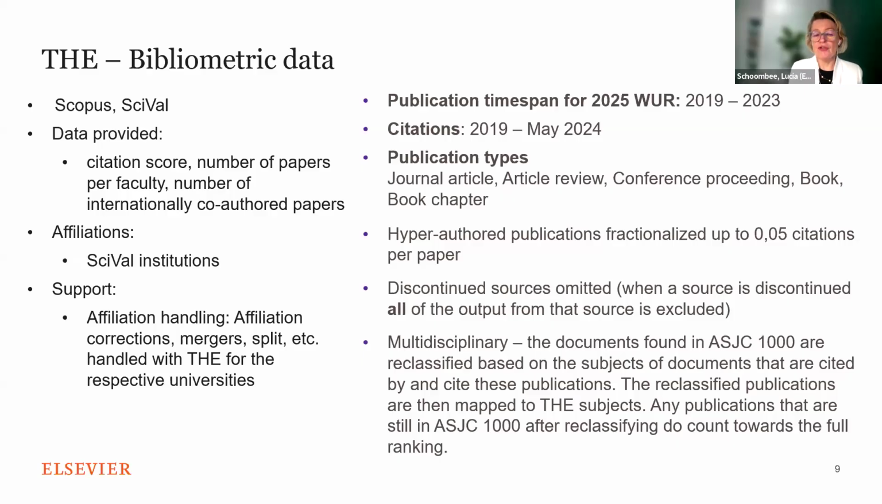And this is not really a true reflection of the impact of the institution. So in terms of these very highly hyper-authored papers, they fractionalize that up to at least 0.05 citations per paper, right? Times Higher Education also excludes all discontinued sources. If the journal was discontinued, for example, in 2023, all the publications in that journal will be excluded, right?